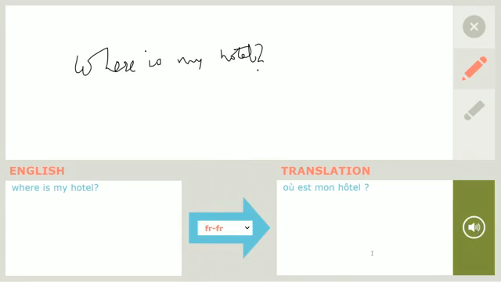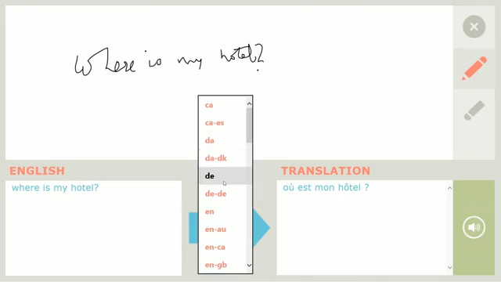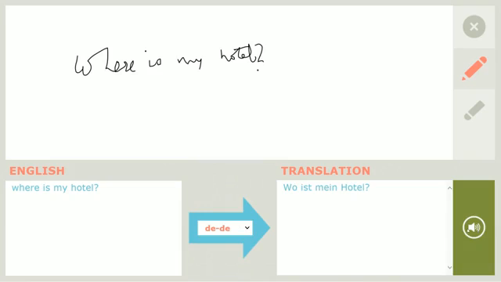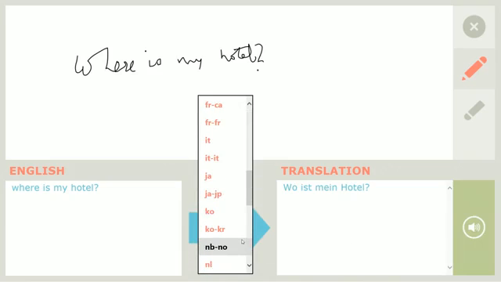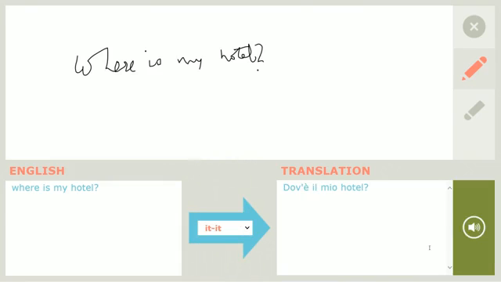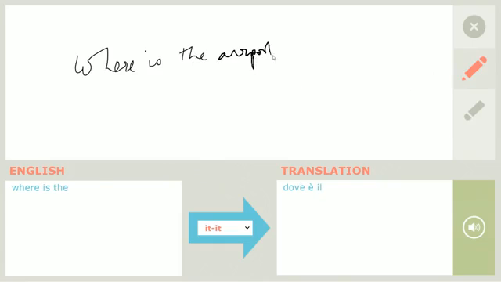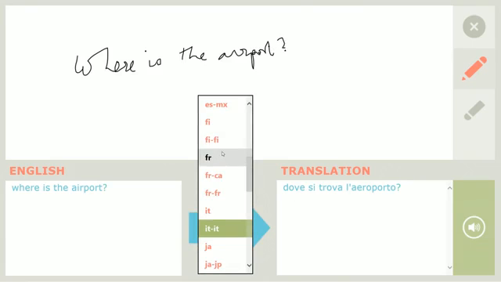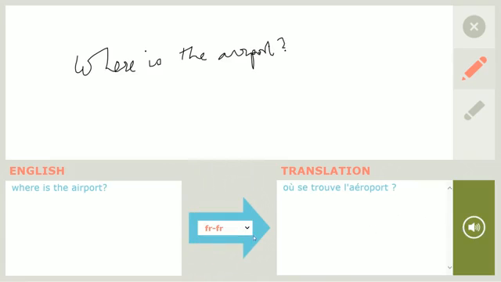Où est mon hôtel? You can pick other languages as well. Wo ist mein Hotel? Dov'è il mio hotel? Où se trouve l'aéroport? Wo liegt der Flughafen? So that's basically the app.